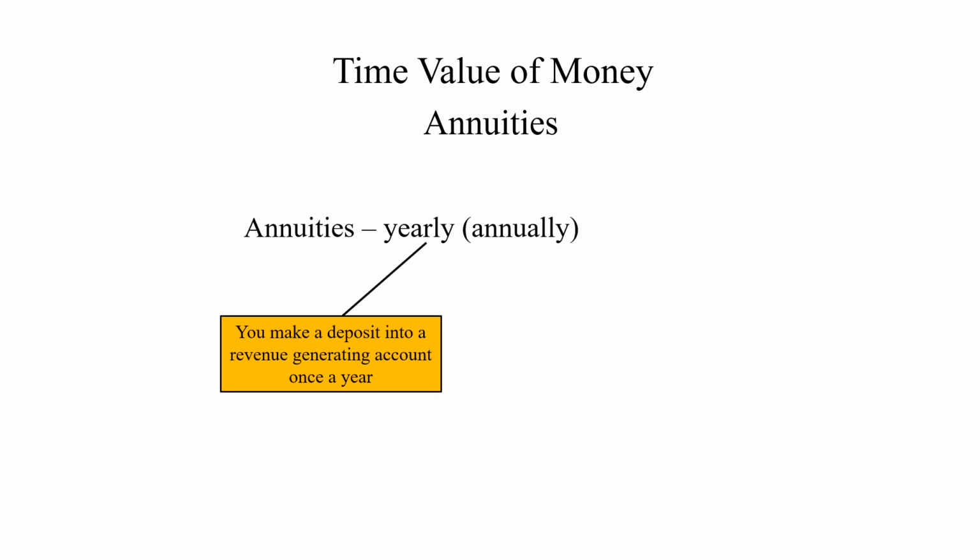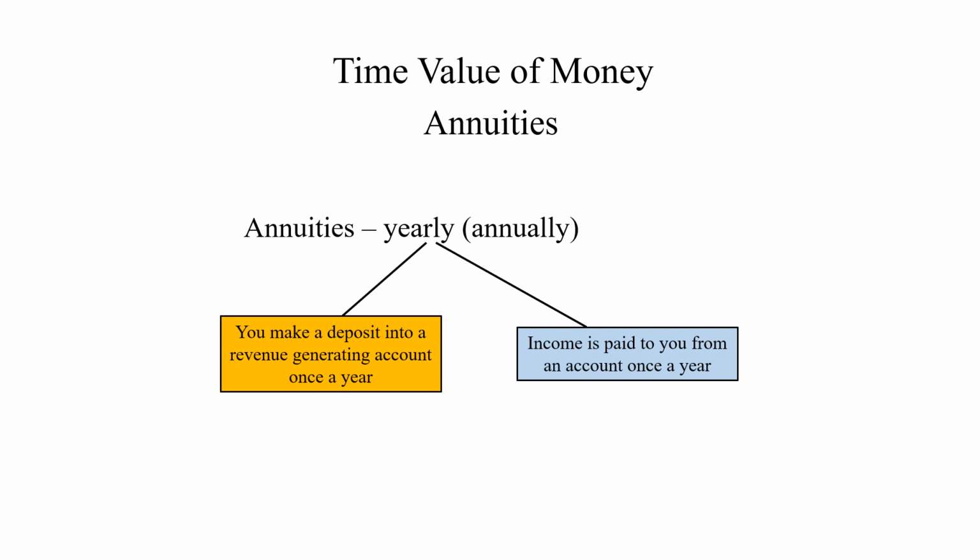The root word of annuity is annual, which of course means yearly. With a financial instrument known as an annuity, you deposit a specific amount of money into an account at the end of every year, or a specific amount of income is paid to you from an account every year.